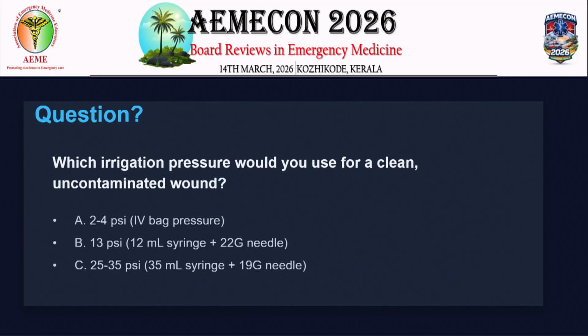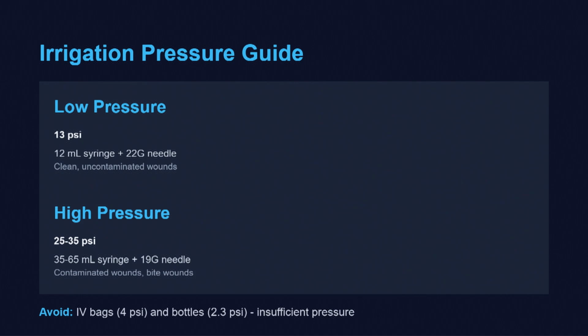So suppose anybody from the audience would like to answer this. If there is a clean uncontaminated wound, what pressure should we use? Anybody? Okay, so correct. It is a clean uncontaminated wound, so we can use a low pressure system which is 13 psi. Again, in an Indian setting, we can use a 10 ml syringe with a 22 gauge needle for this pressure.